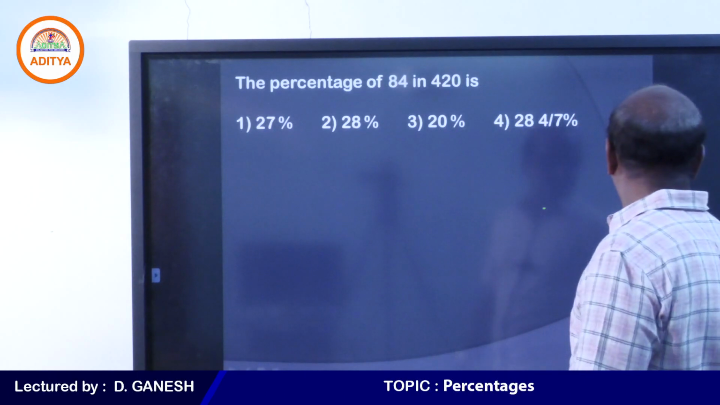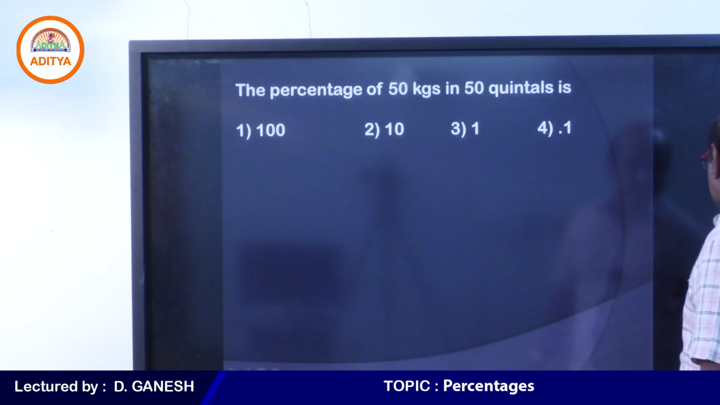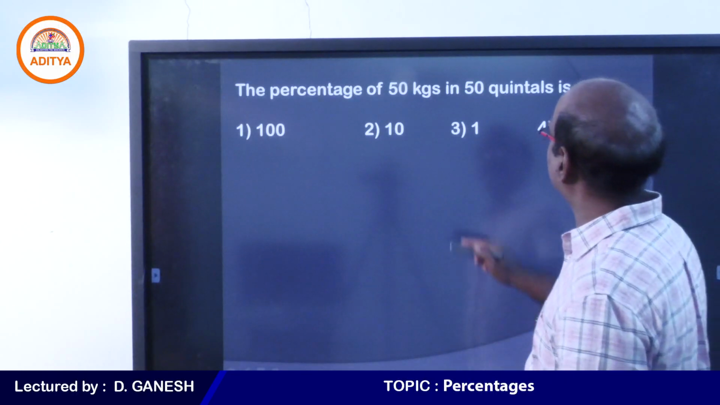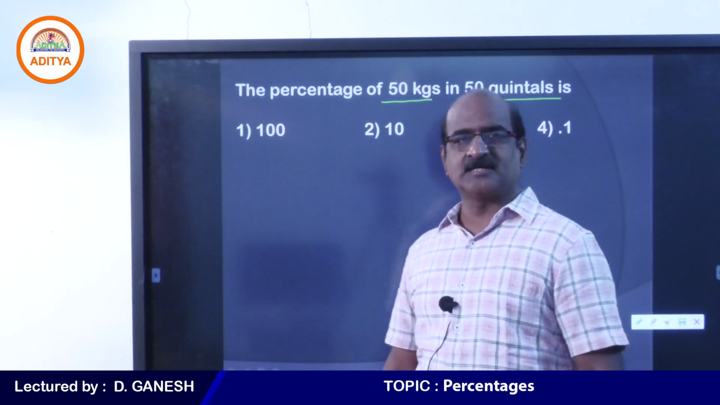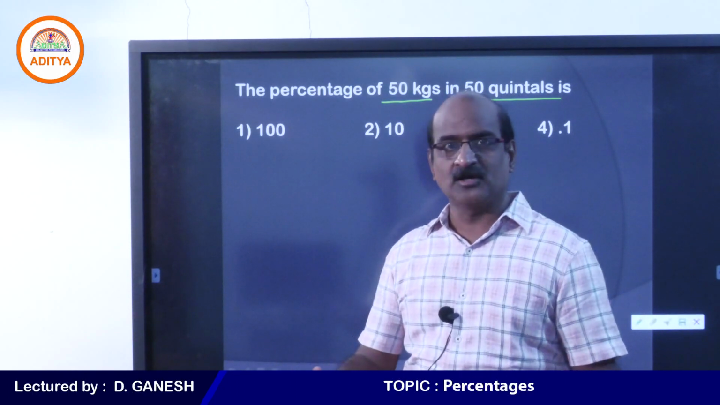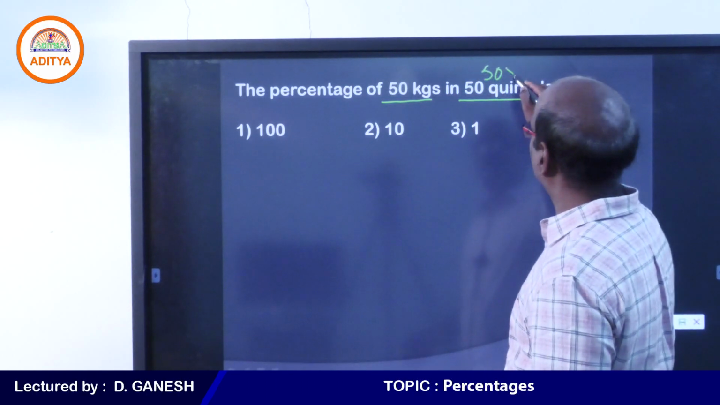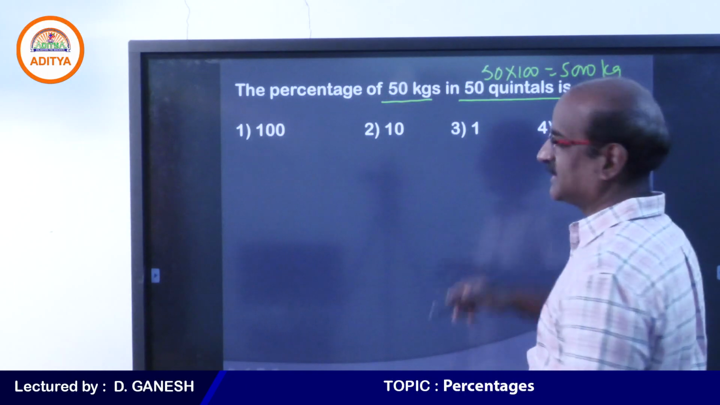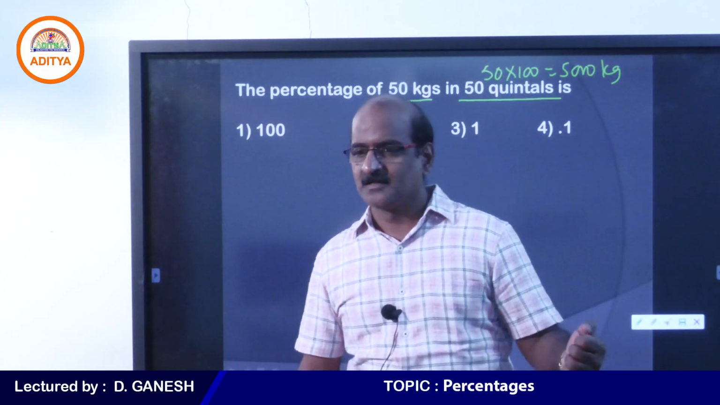Now look at question number 2. So let us answer this question. Come on, student. What is the percentage of 50 kg in 50 quintals? In 50 quintals, a quintal means 100 kg. So 50 quintals means 50 into 100, so this is 5000 kg. Isn't it? So 50 quintals means 5000 kg.